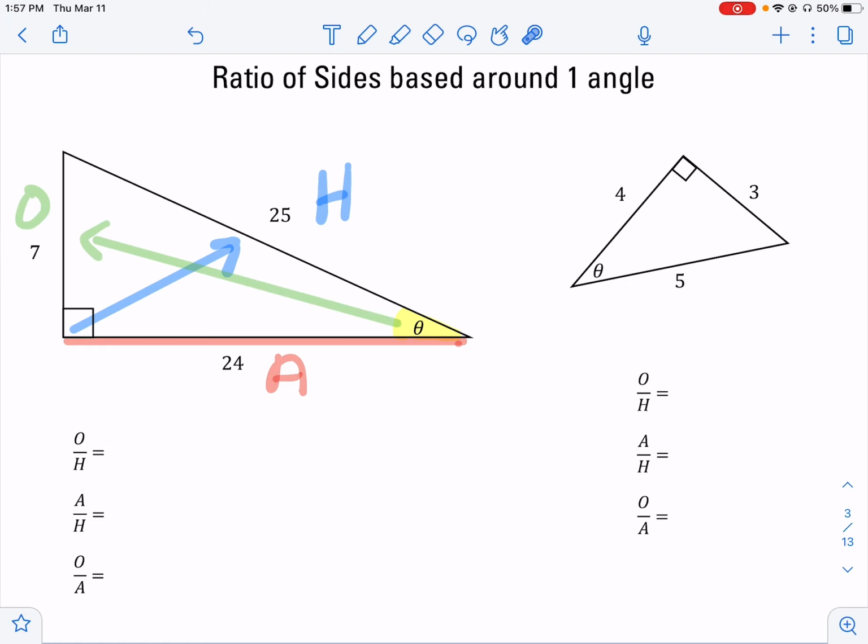To do some practice with these, we often write these in ratios. That's what we're doing with trig. So now that I've located my sides and labeled them as opposite, adjacent, or hypotenuse, I can go ahead and write them in these ratios.